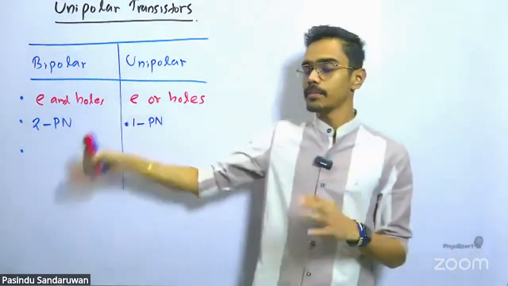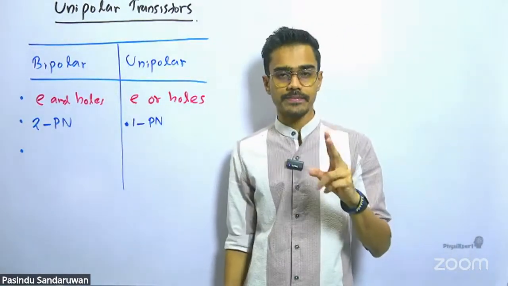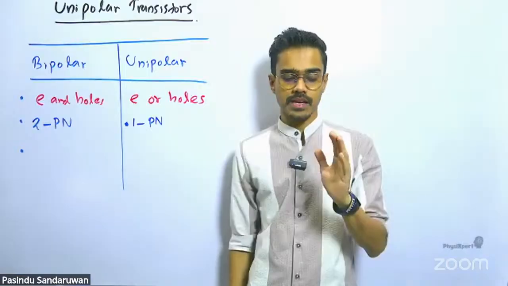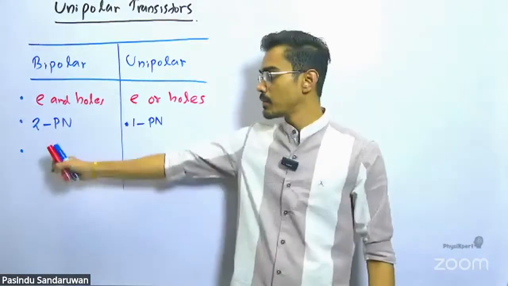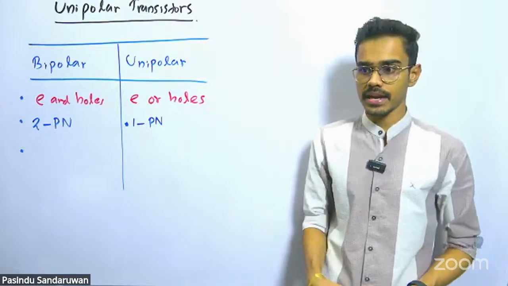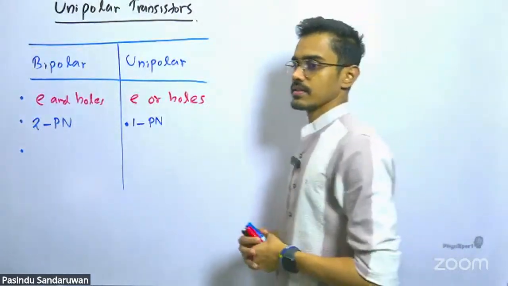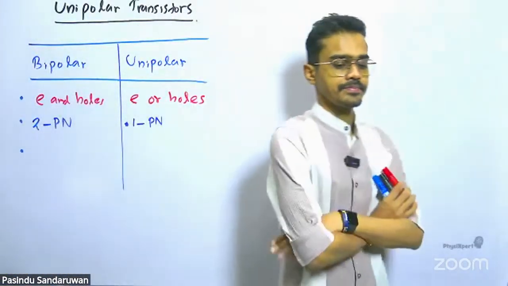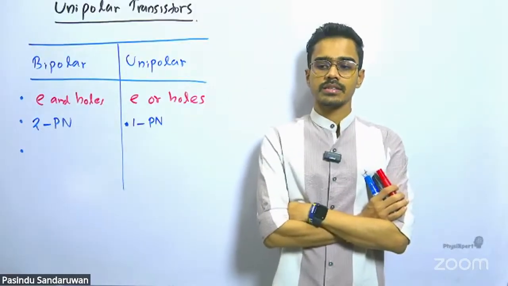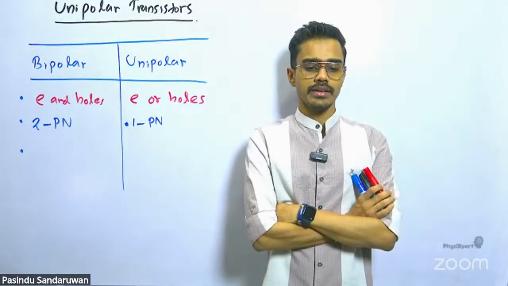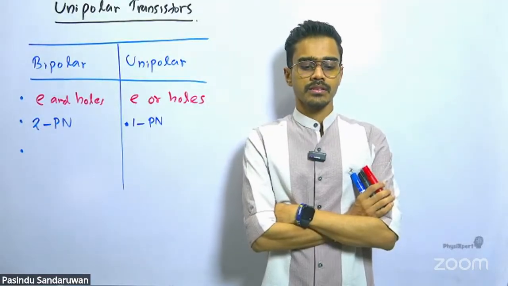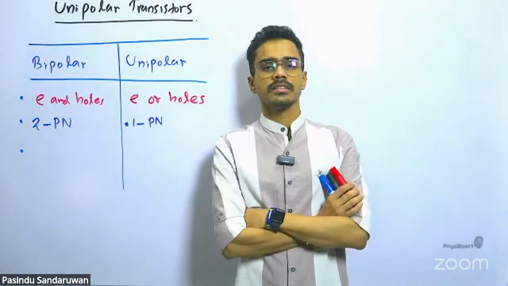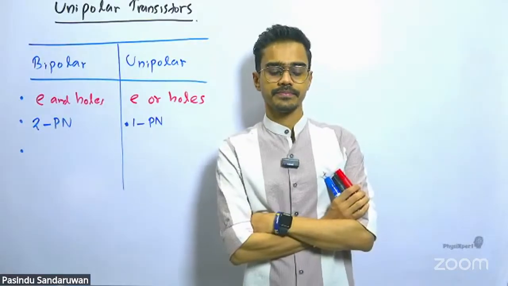Right. In bipolar transistors, we know we have two types, NPN and PNP. In unipolar transistors also, we have two types, N channel and P channel. On the bipolar side, write down: there are two types, NPN and PNP.